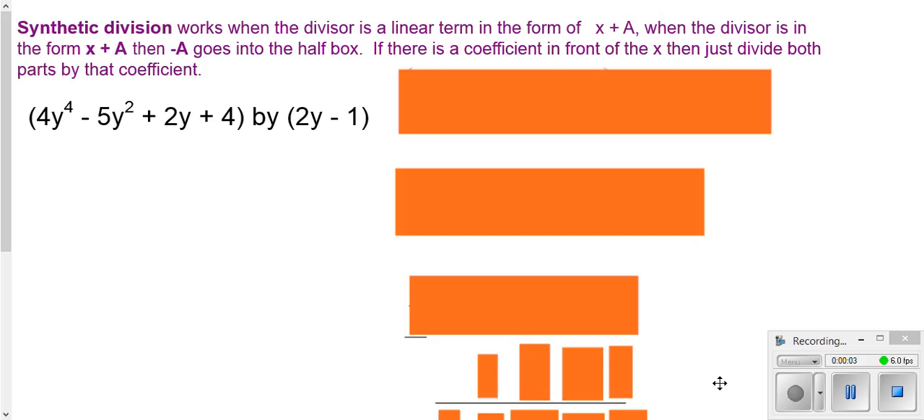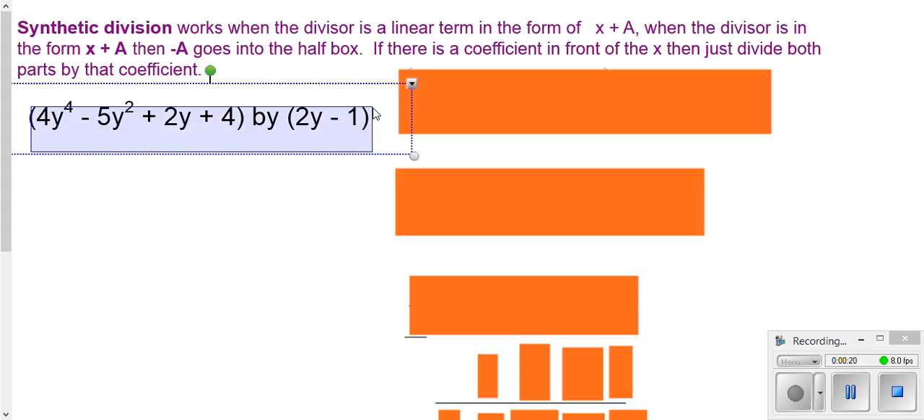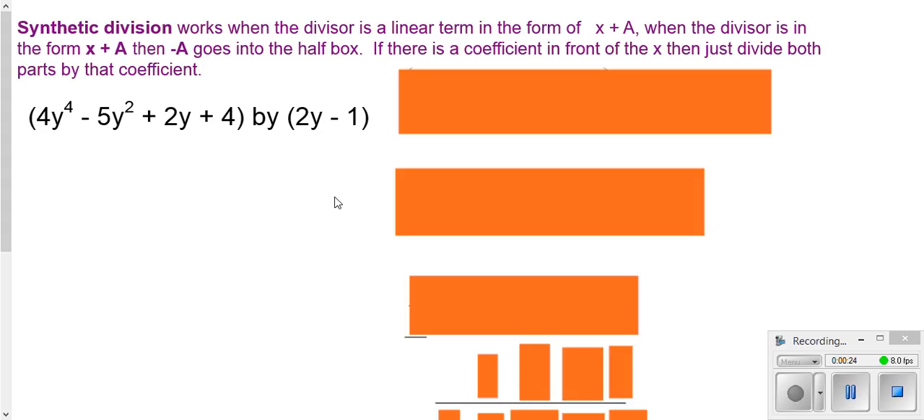Now, I had mentioned before that synthetic only works if it's x plus a number or x minus a number, or whatever your variable happens to be. Your variable to the first power plus or minus a number. Well, we can't directly, initially, do synthetic on this without doing a little bit of work. Now, I'll show you how it can be done, but some of you may choose when you get to these problems just to do longhand.